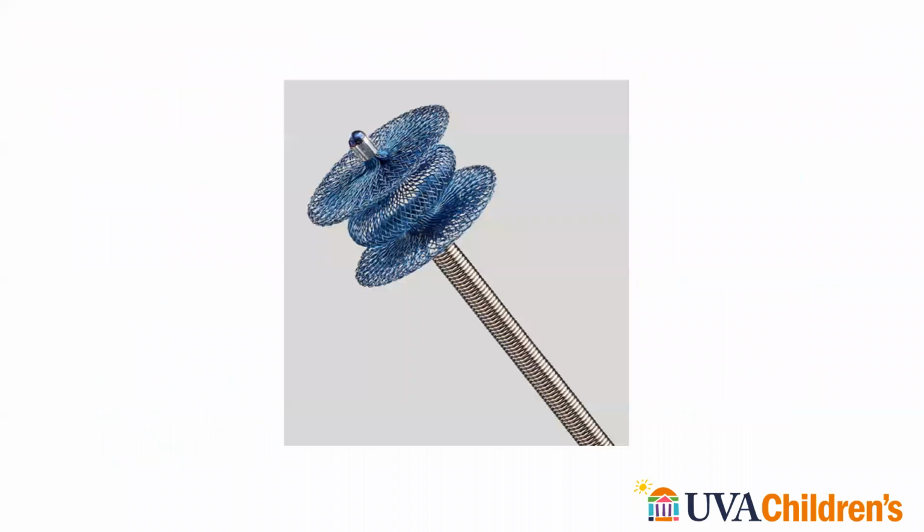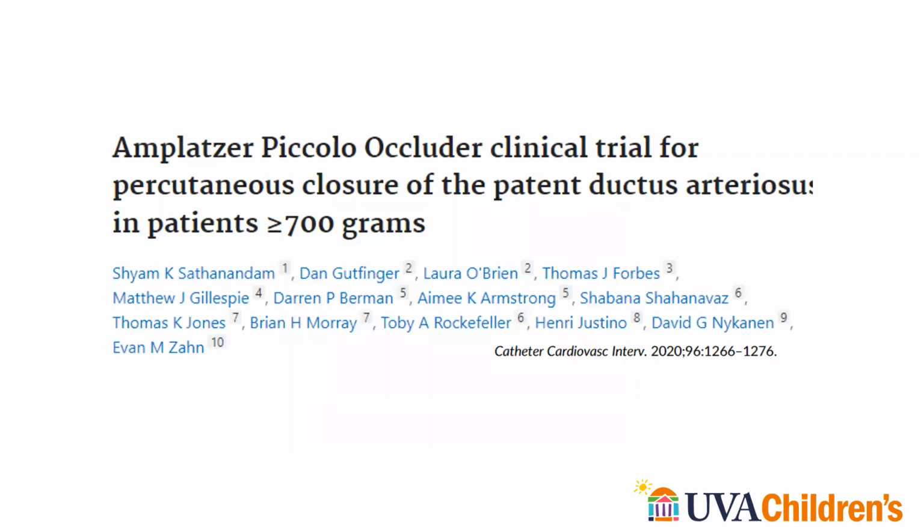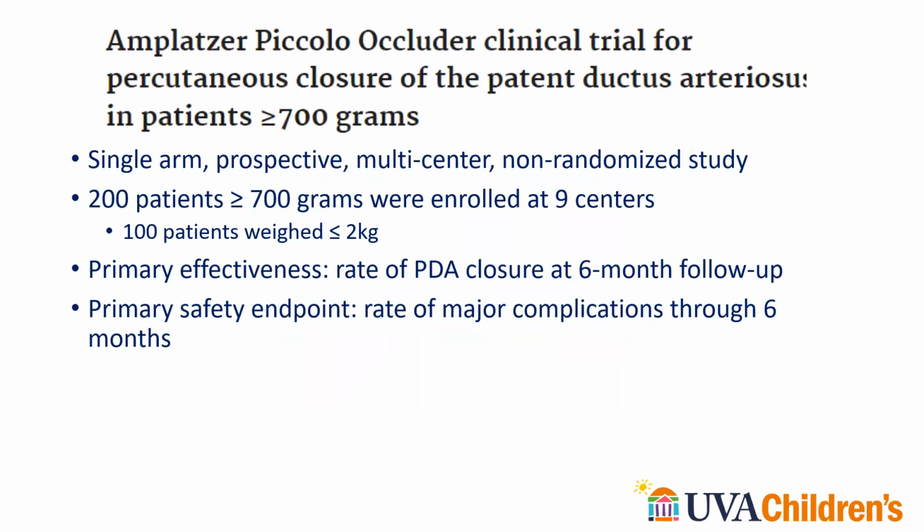But then what about the Piccolo device? This may actually change the way that we manage PDAs in the future. In 2020, this was published as a single-arm prospective multi-center non-randomized study. They had 200 patients greater than or equal to 700 grams enrolled at 9 centers. Only 100 of the 200 were less than 2 kilos. They looked at the primary effectiveness of the rate of PDA closure at six-month follow-up, and then they looked at safety endpoints of rate of major complications.